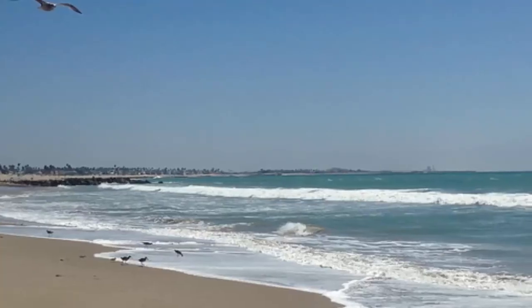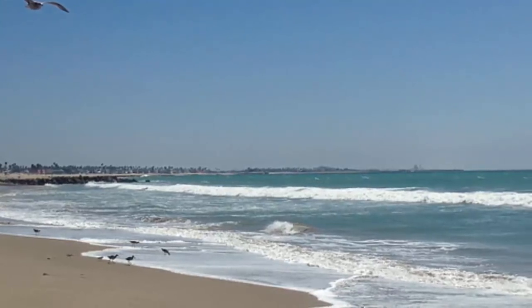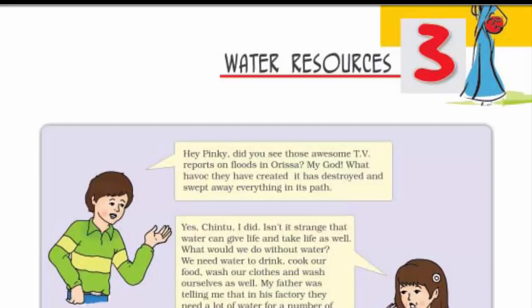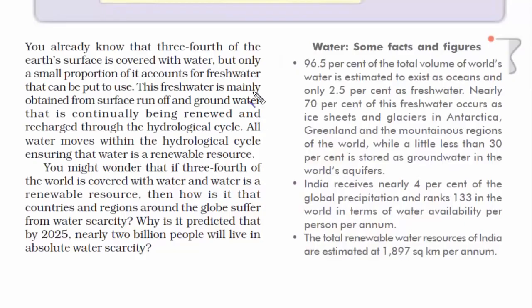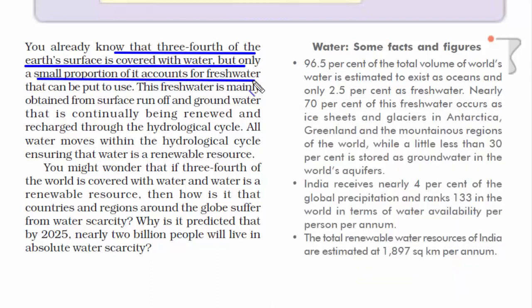And the important point to remember is that all of these activities need fresh water. Ocean sea water is salty, hence that cannot be used. So we need only fresh water. Now that you are aware of the beginning, let's start with the chapter. It is a known fact that 3/4 of the Earth's surface is covered with water, but we have only a very small portion of fresh water.